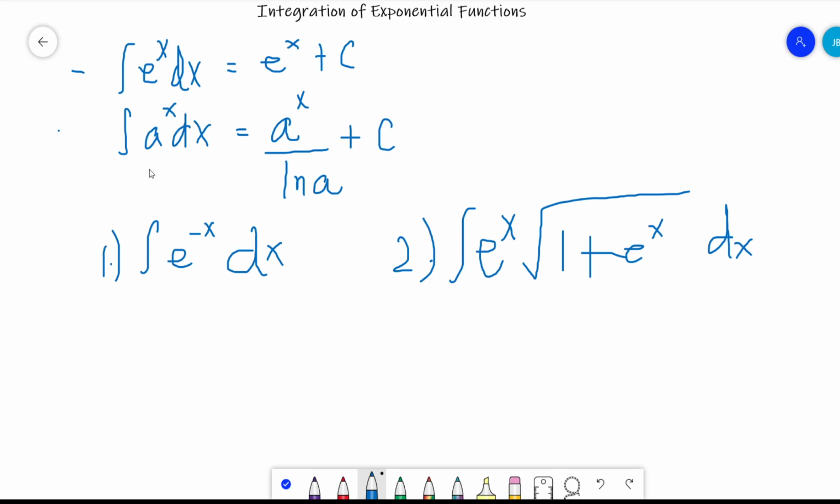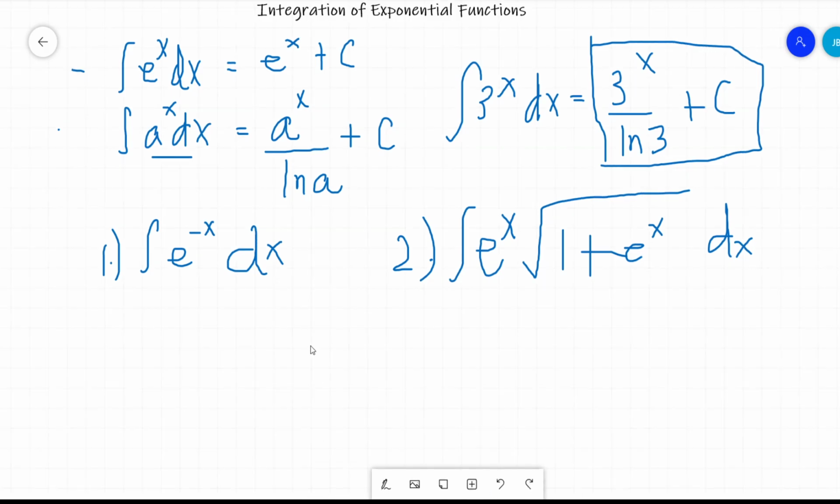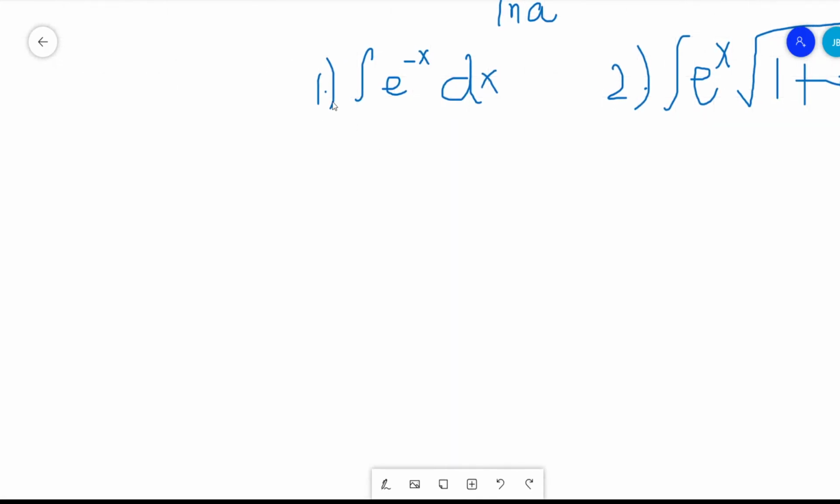And for the other formula, the integral of a^x dx is equivalent to a^x over ln of a plus c. An example of this is the integral of 3^x dx. That's equal to 3 raised to x over ln of 3 plus c. Okay, that's it for that example. Do not forget to box your final answer. All right, let's move to the following examples on how to integrate.